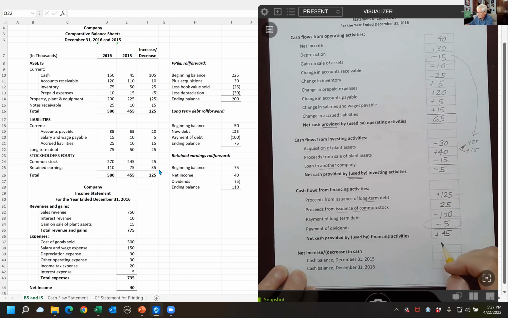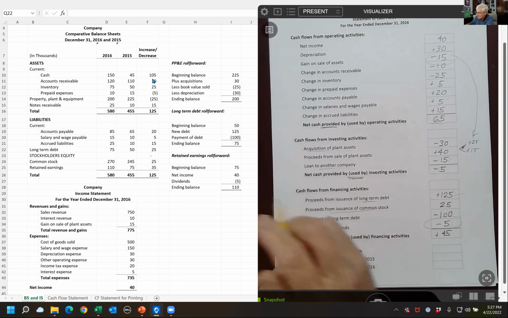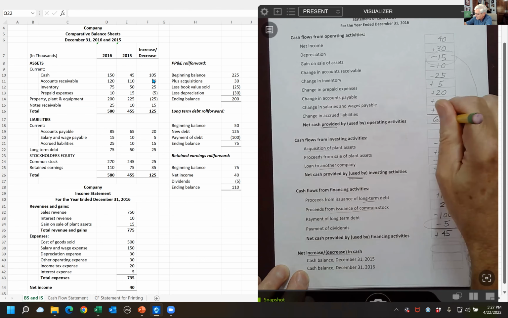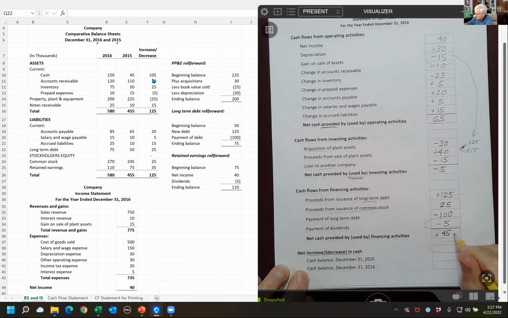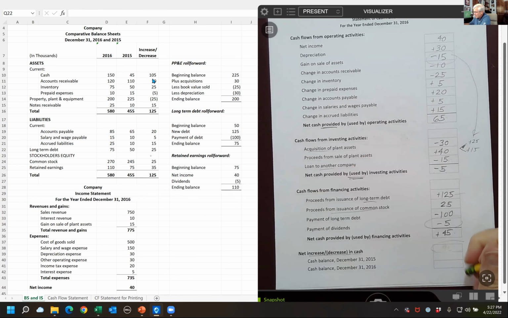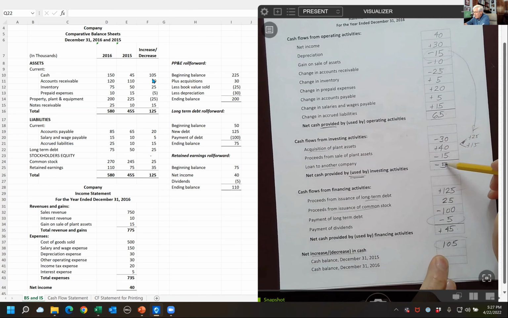Let's do our reconciliation. So beginning cash. Well, yeah, you can see right here, cash went from 45,000 to 150. Now, why are we holding so much cash? So the net increase or decrease in cash, that's going to be 65 plus 45, 110 minus 5. So the increase in cash was 105. Again, this represents 65 minus 5, 60 plus 45, 105.